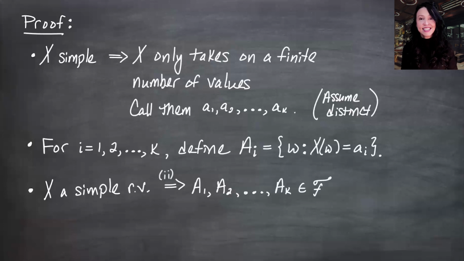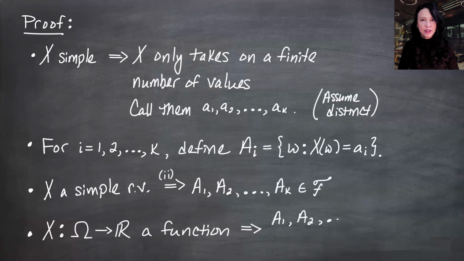Go back and look at that. It says that sets like this have to be in F. So all of these A_i's are in F. These sets are distinct because these real numbers were distinct. Actually, I should say these sets are non-overlapping because those real numbers are distinct. And because X is a function on Omega, it's taking everything in Omega somewhere. So when you pull back these little a_1, little a_2 through little a_k, you'll get capital A_1, capital A_2 through capital A_k sets back here that will cover all of Omega. And again, they're distinct, so we do get a partition of Omega.